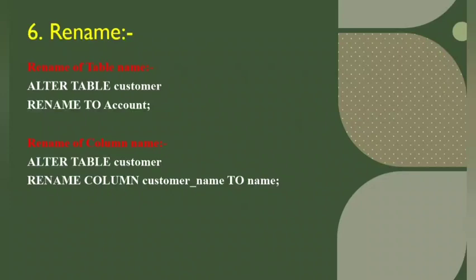And for a column name also: alter table customer, where customer is the table name and the column name is customer name. We have the customer name, customer ID and the salary, right? So I'm trying to change the customer name column to just name, not customer name. For that purpose I'll use this command to rename. So these are the 6 commands which come under the data definition language. These are the main things for defining the database.